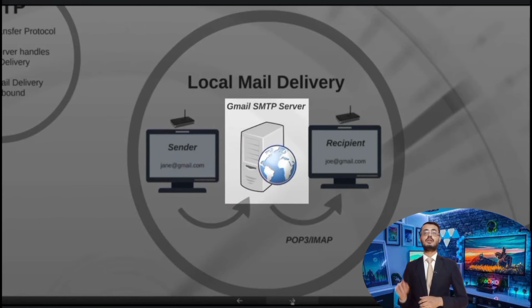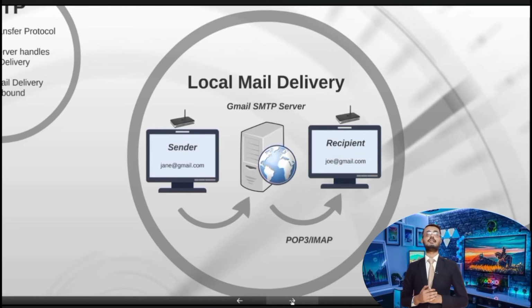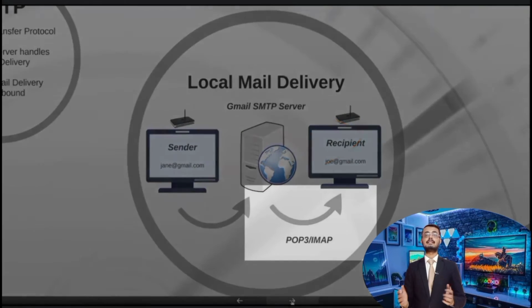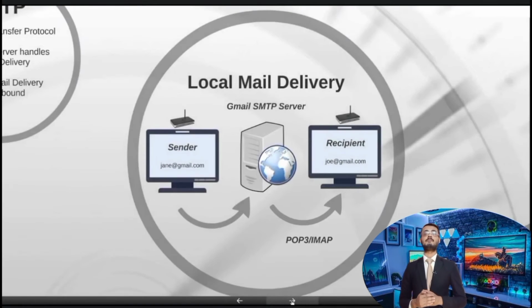In the second scenario, the sender's domain is different from the recipient's. For example, Jane at gmail.com is sending an email to Bob at yahoo.com. In this case, the email is transmitted externally, or outside of the local environment. Depending on the type of email exchange, the path to delivery will be quite different. We will start with local mail delivery.